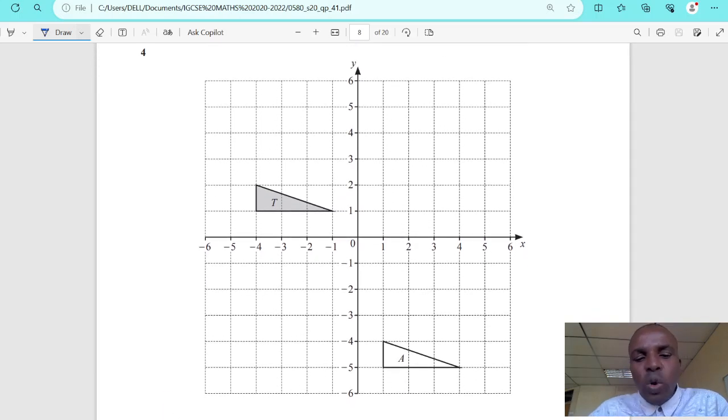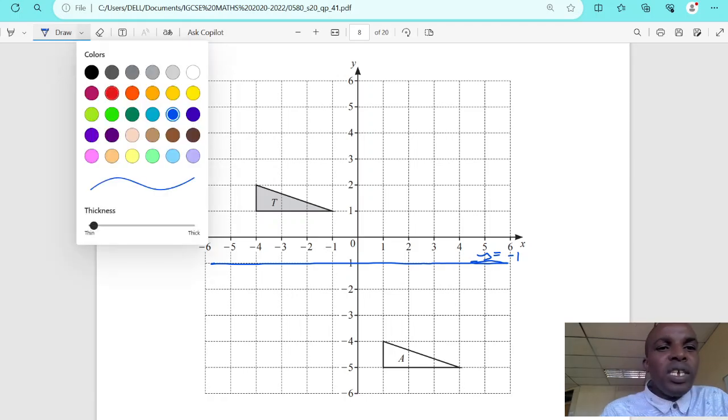The first part: draw the image of triangle T after a reflection in the line y equals minus 1. Triangle T is here. Line y equals minus 1. So you draw the line y equals minus 1. You come here where y equals minus 1. Then you draw the line. You label the line y equals minus 1.